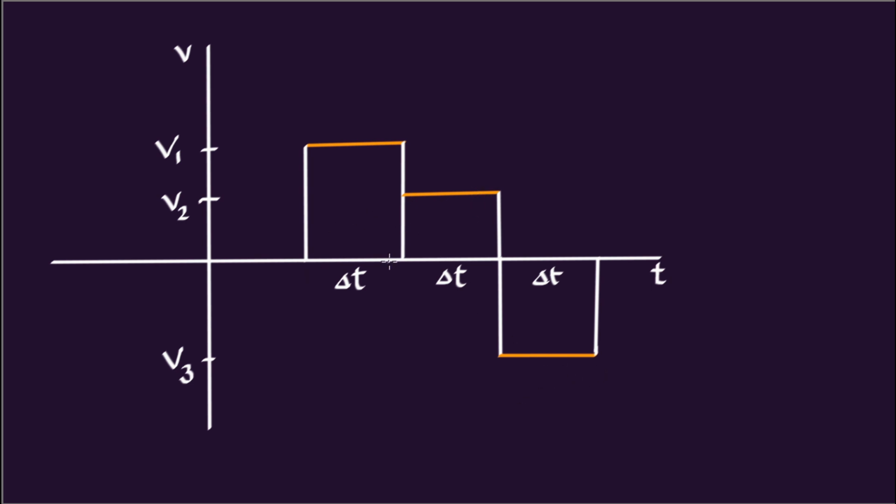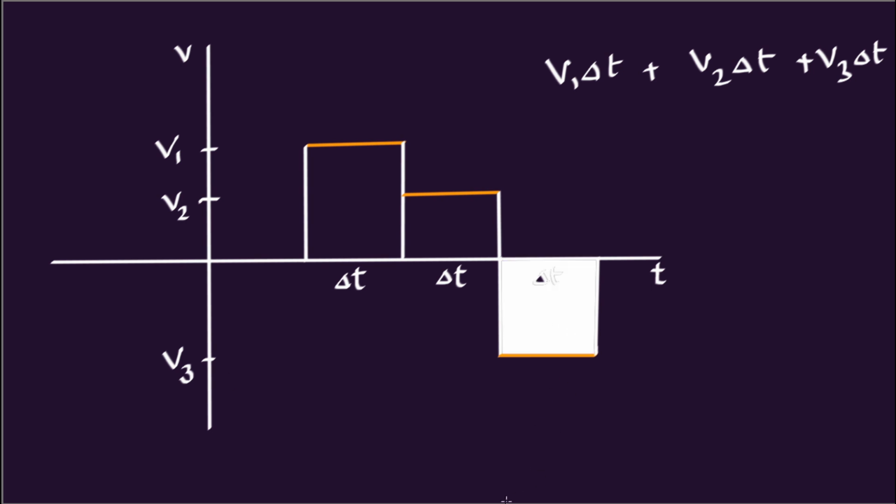For the first delta t, the velocity is constant at v1, so the displacement is v1 delta t, which is, as we saw, the area of this rectangle. Plus, for the second delta t, the displacement is v2 delta t, which is the area of this rectangle. And for the last time interval delta t, the displacement is v3 delta t, but note that v3 is negative, but areas are usually positive. So what do?